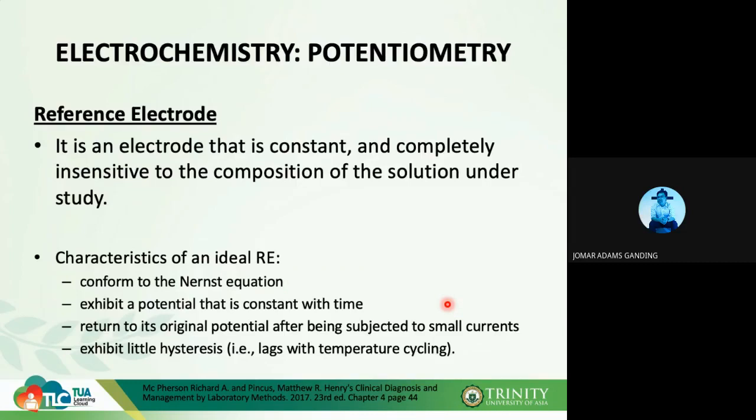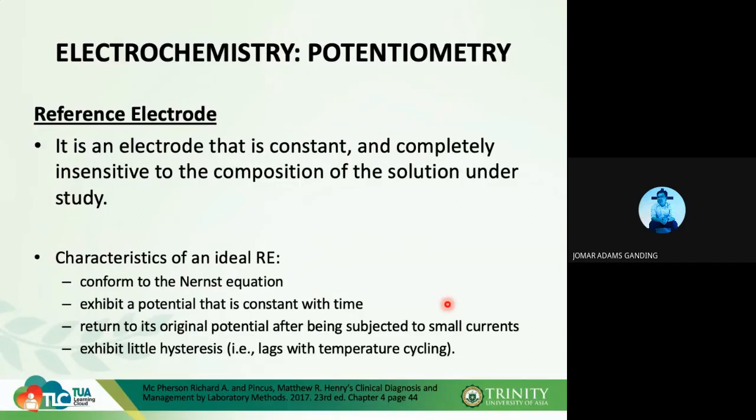So your reference electrode is, of course, an electrode that is constant and completely insensitive to the composition of the solution under study. So what are we trying to say here? That when it comes to the reference electrode, it should not be affected by the one you are measuring. So meaning to say, if I put in electrical current in the system, the reference electrode will not get affected by whatever substance I am measuring.